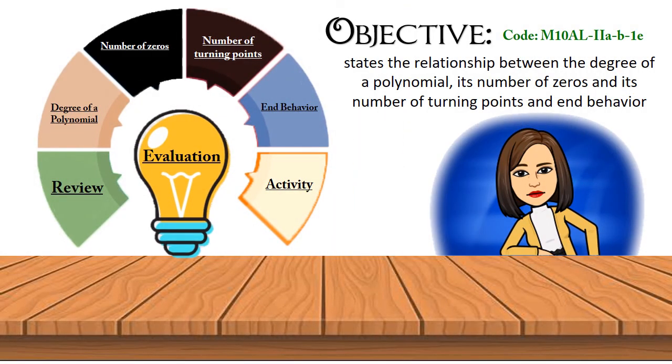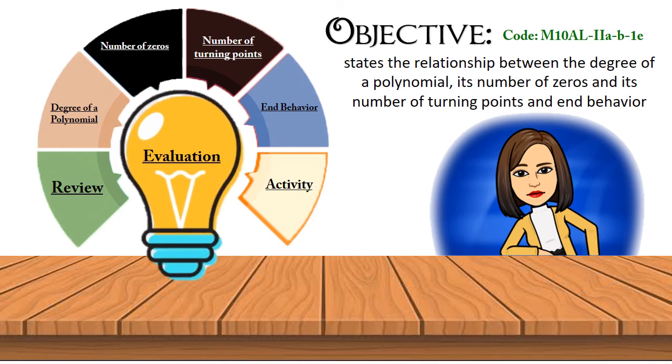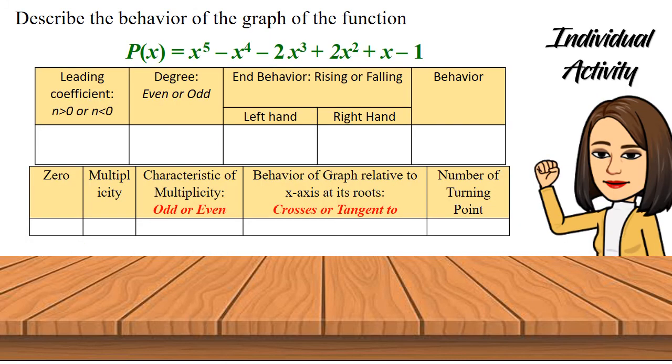It's time for your individual activity. Now it's time for you to work alone. Answer the given problem independently to assess your learning. You may pause the video to have more time to work on the task. Problem set. Describe the behavior of the graph of the function p of x equals x raised to 5 minus x raised to 4 minus 2x cubed plus 2x squared plus x minus 1.